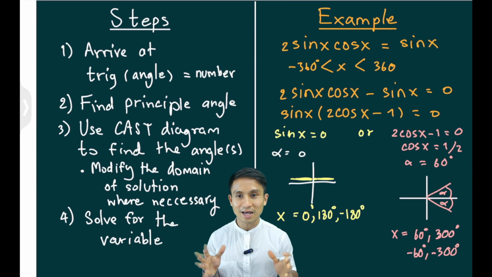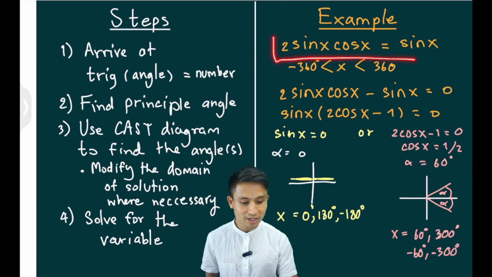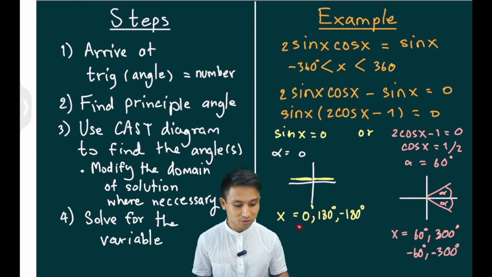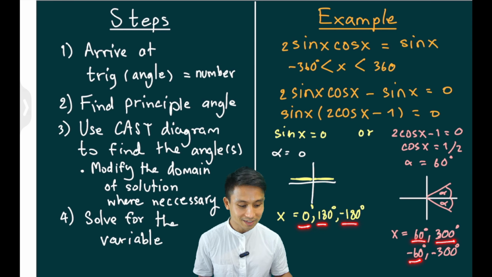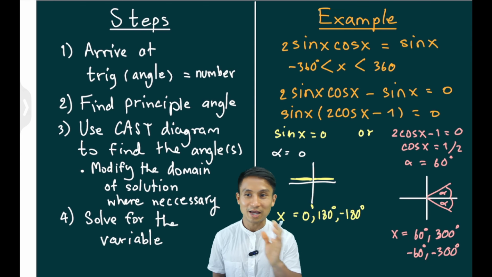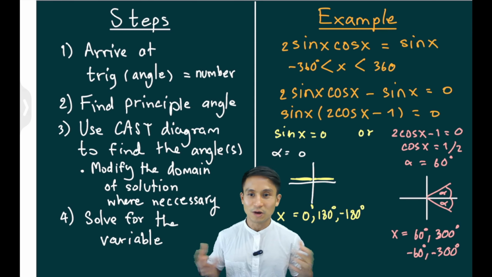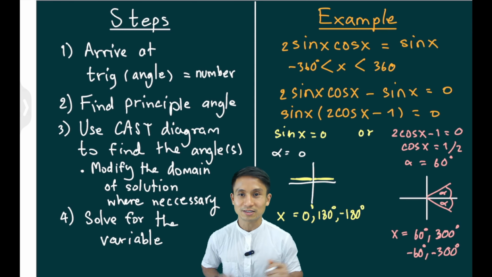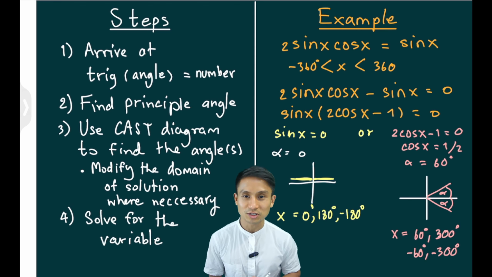To summarize the answers for this trig equation, x equals 0, 180, minus 180, 60, 300, minus 60, and minus 300. And as you can see, it is very easy to miss some answers here if you don't know how to execute these steps properly. So I would say you go use these steps to practice on other questions.